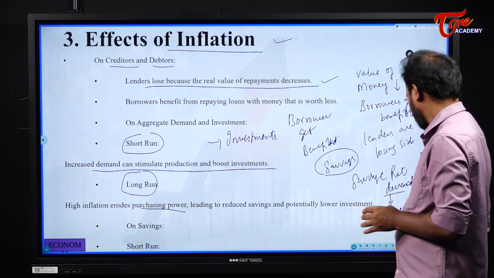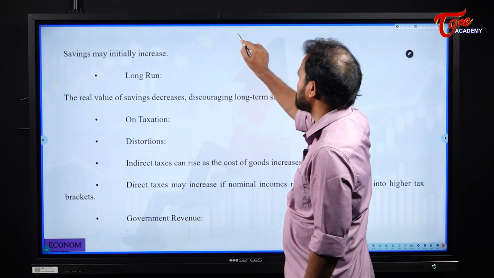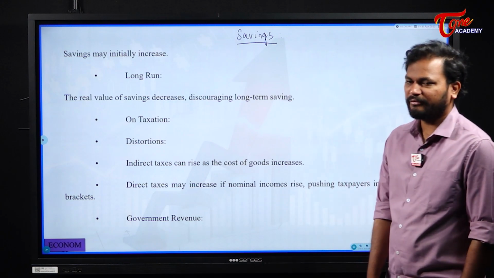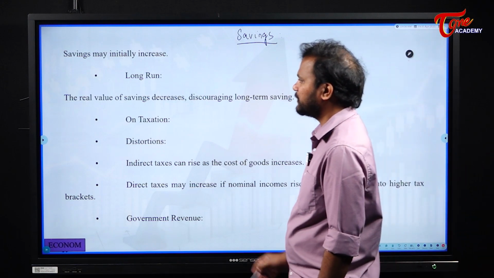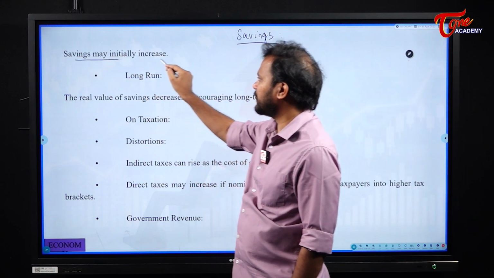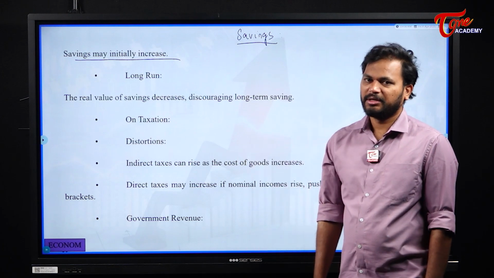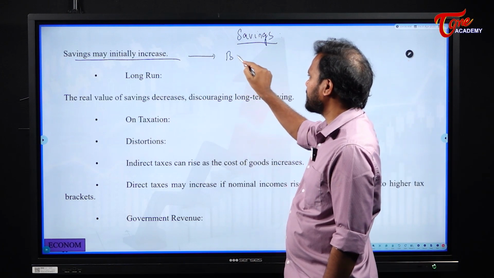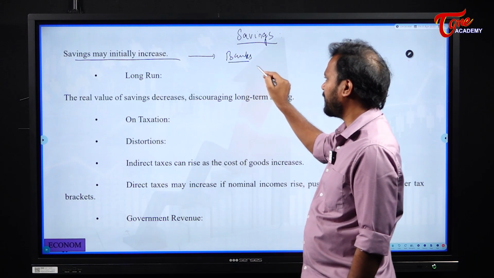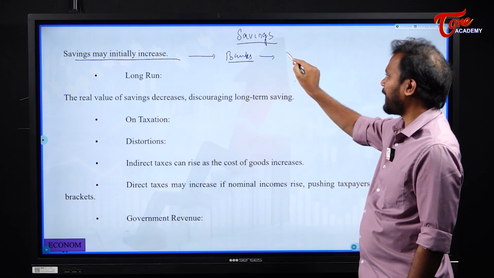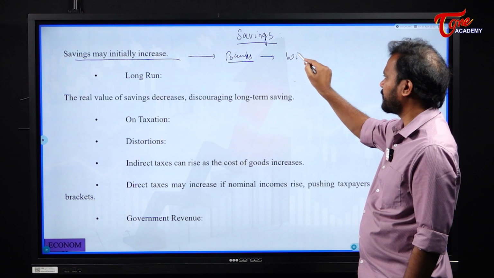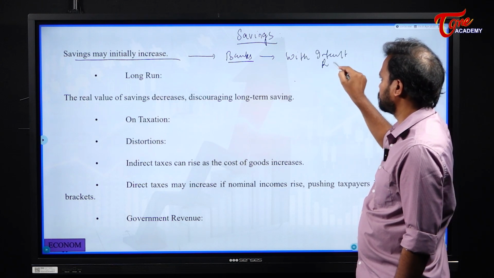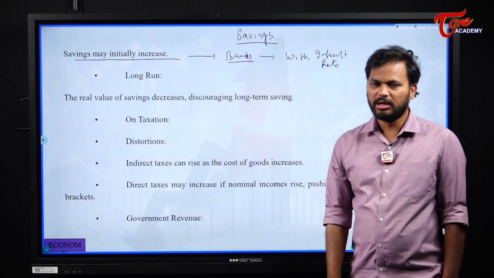Clear? Next, what is the effect on the savings? Now, initially in the short run, savings may initially increase because the banks might say that instead of spending, you deposit the money in the banks, we will give you higher interest. That is on a very short term basis.